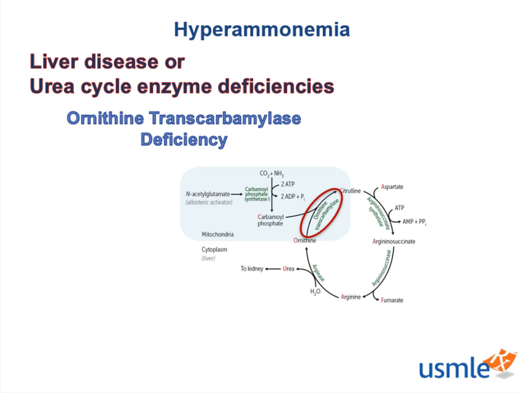A deficiency in any other enzyme used in the urea cycle can also lead to hyperammonemia, though ornithine transcarbamylase deficiency is the most high yield. Organic acidemias, such as propionic acidemia and methylmalonic acidemia, can also cause high ammonia levels. Check out our videos on organic acidemias for more information.